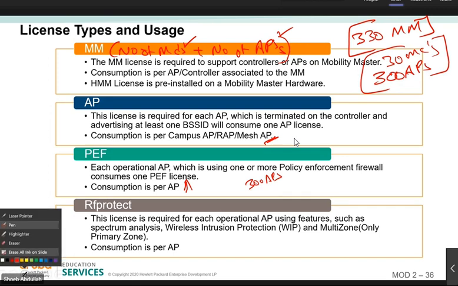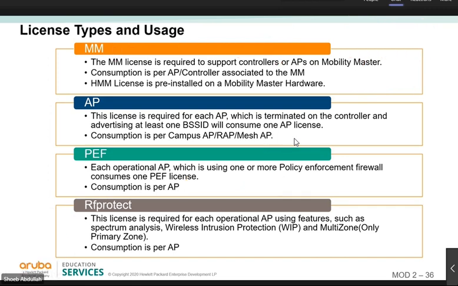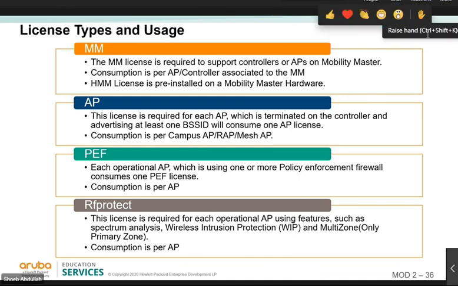RF Protect license is typically used for your spectrum analyzer or air monitor, or if you're using multi-zone, or if you're also using dynamic segmentation, then you'll be requiring RF Protect license as well. Yes.